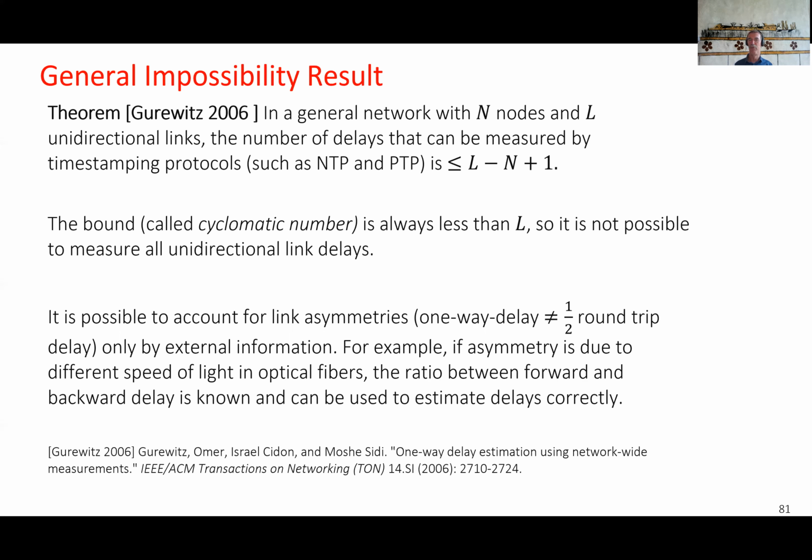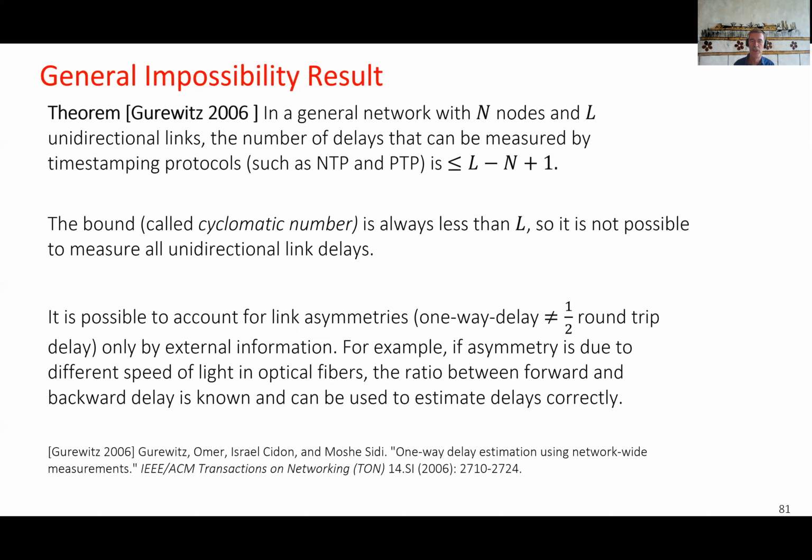If we take the example of before, we had n equal 2 and 2 links, because we have 2 directions for the link. So L is equal to 2. We see that we can measure at most 1 delay. If we know by an oracle what's the delay in one direction, then we can measure the other. Or we can measure the round-trip delay, which is the sum of two delays, but we never have enough degrees of freedom to measure everything. So that's a problem. That's a problem for NTP and PTP because links are not always symmetric.